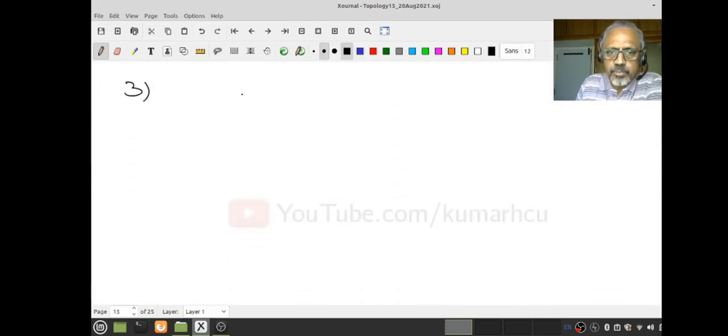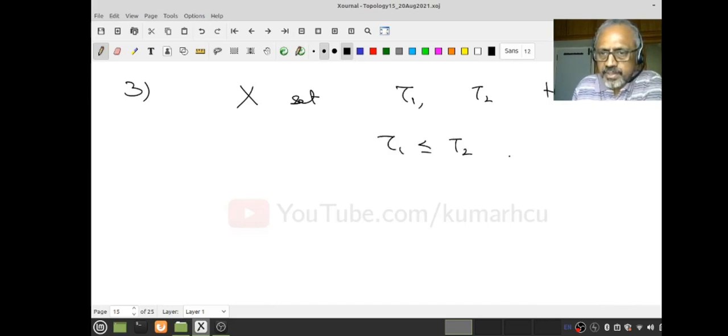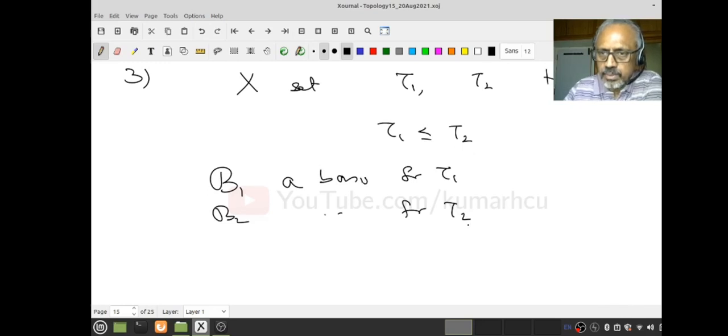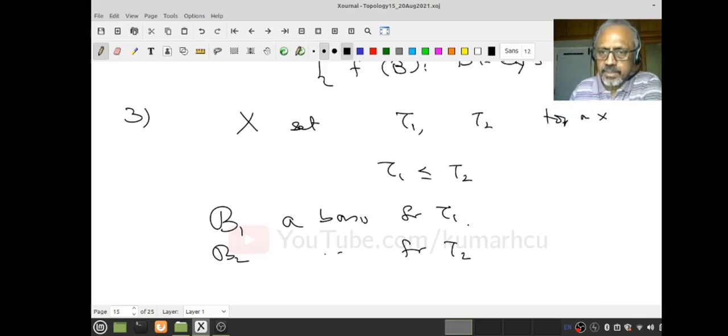Now suppose X is just a set. Tau 1 and tau 2 are topologies on X. Assume tau 2 is finer than tau 1. Let me assume B1 is a basis for tau 1 and B2 is a basis for tau 2, right? You follow that?